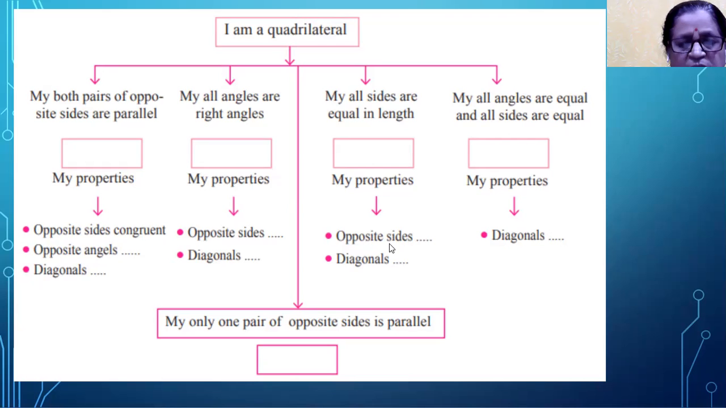Then my properties are: opposite sides are parallel and diagonals bisect each other. Then another quadrilateral says that all my angles are equal and all sides are equal. Then what do we have to fill here? That is a square. My properties: diagonals are congruent and bisect each other. So what I have given orally, you have to fill in all these boxes and dotted lines.